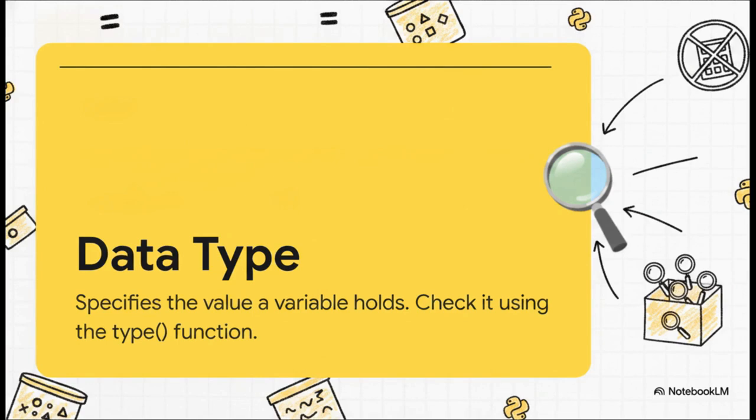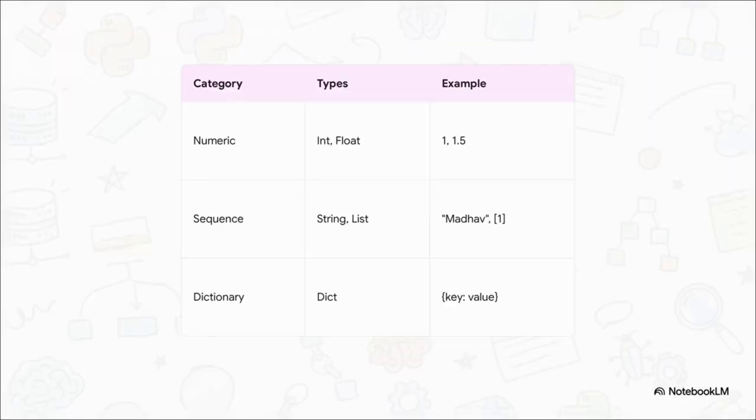Now, if you are ever confused about what exactly is sitting inside your variable container, Python has this really handy built-in detective function called type. You literally just pop your variable inside the type function, and Python will print out exactly what category of data you're dealing with. Here's a quick rundown of those core data types. First off, numeric data. This includes whole numbers, which we call integers, numbers with decimals, called floats, and even complex numbers for advanced math.